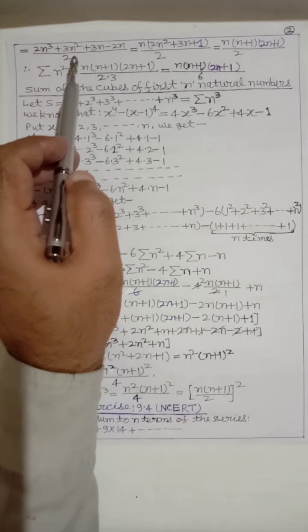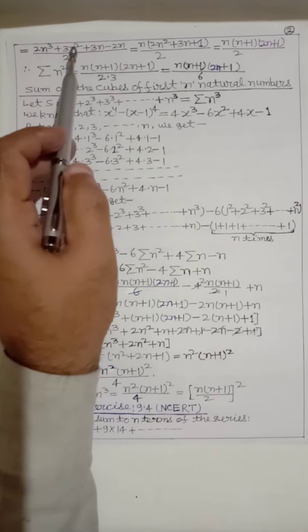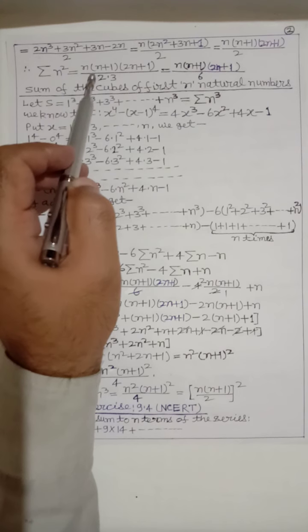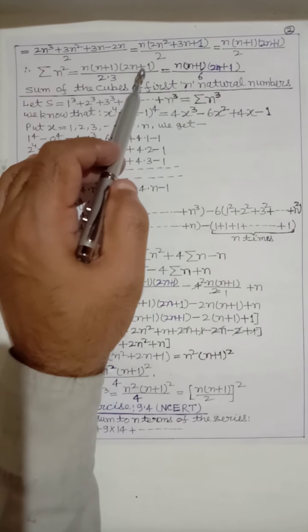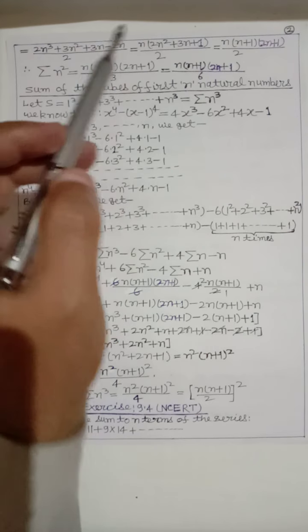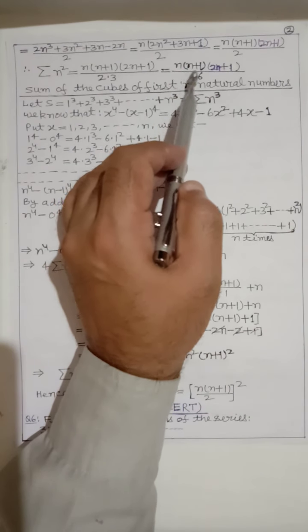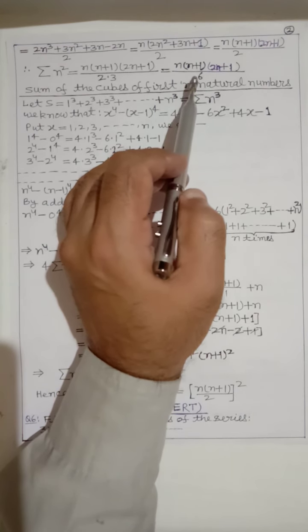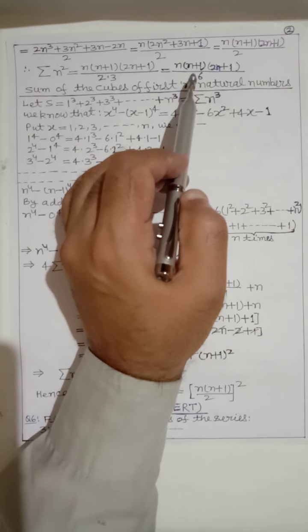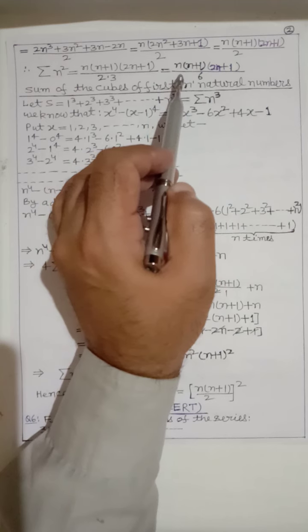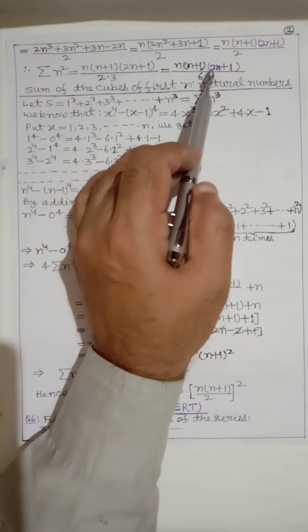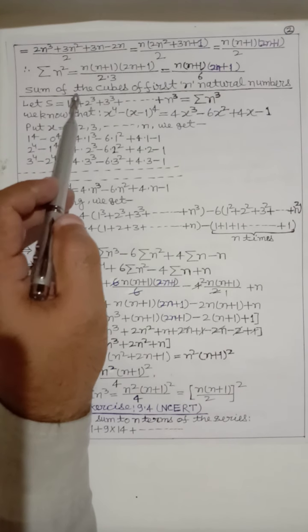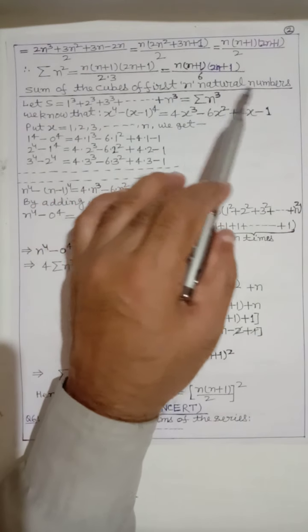Here this is 3 into sigma n square. So what is sigma n square? Summation n square is equal to n into n plus 1 into 2n plus 1 by 2 into 3, and finally we get n into n plus 1 into 2n plus 1 by 6. That is, the sum of squares of the first n natural numbers is equal to n into n plus 1 into 2n plus 1 by 6. Now we will discuss the sum of the cubes of the first n natural numbers.